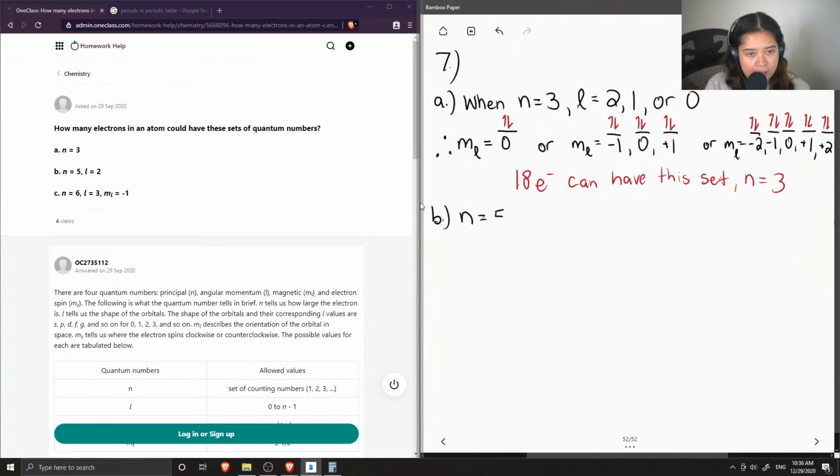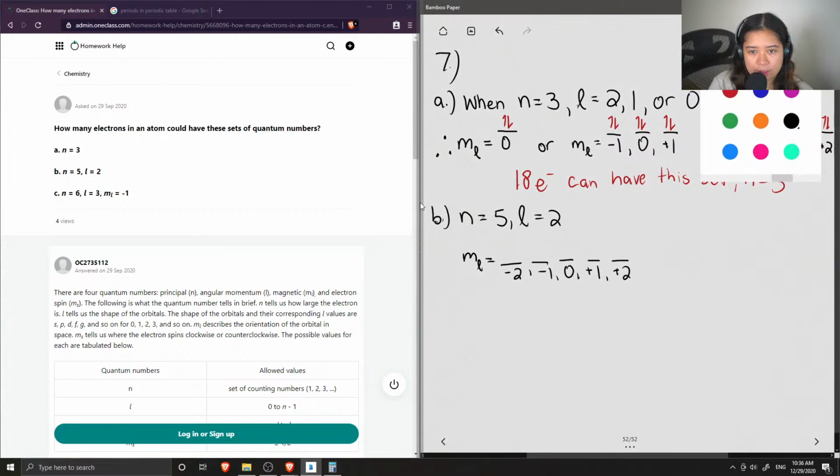N is equal to 5. And this time they specify that L is equal to 2. So we're only really concerned about the ML values ranging from -2 to +2. So let's draw them all out again. And then I'm going to show all the orbitals, and then draw out the electrons.